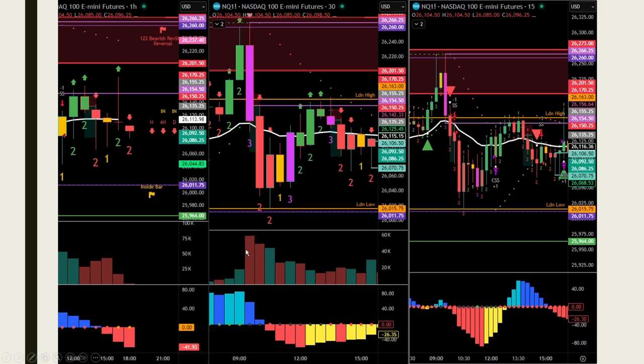Another example here, this was during the New York session in the afternoon. I forgot what day it was. I think it was November 3rd or November 4th, catching a pretty nice reversal on these trades as well. So this was a strong reversal indication.